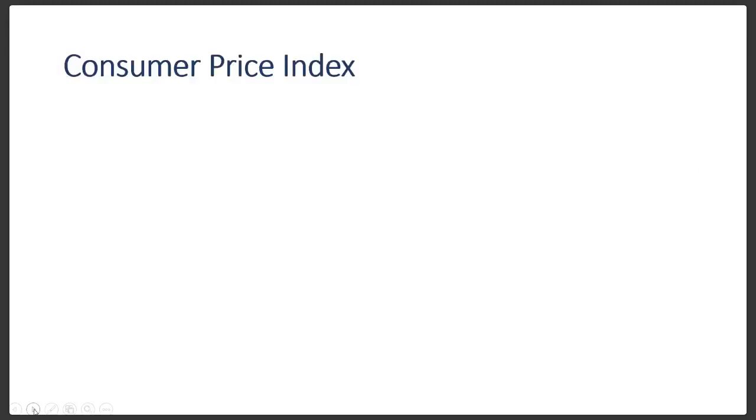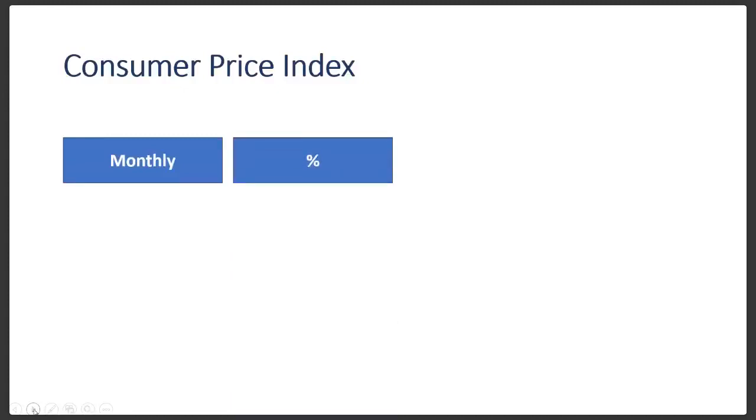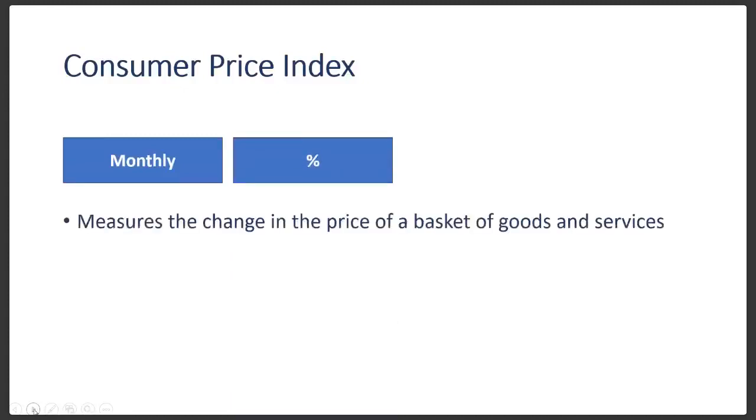Now, let's break down a couple here. Okay, so let's talk about consumer price index first. Consumer price index is released on a monthly basis, and it comes out as a percentage. And basically, it measures the change in the price of a basket of goods and services. And it is a key indicator for measuring inflation.